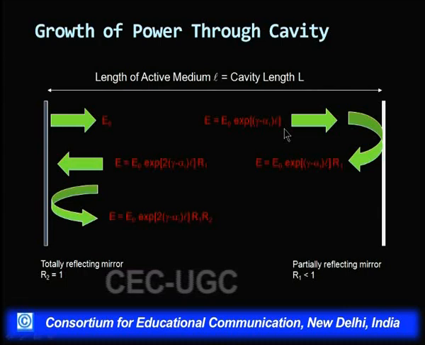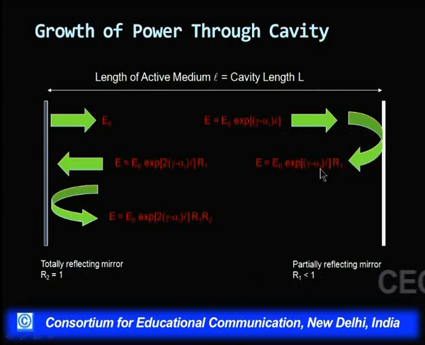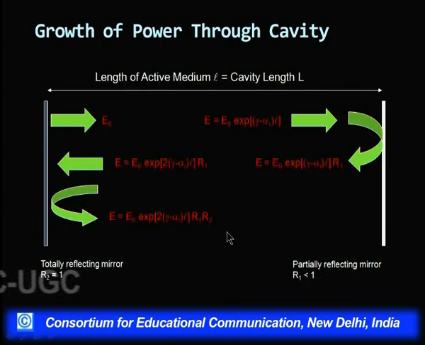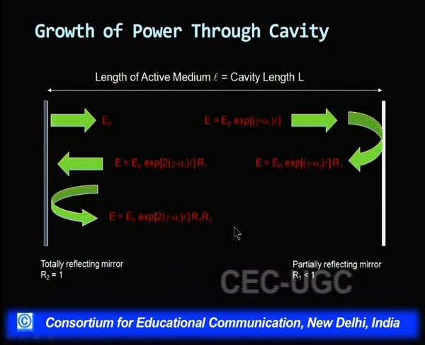Then after that it will bounce back through the partially reflecting mirror, and then it goes to the total reflecting mirror. Then after that, when it bounces back and one round trip takes place, the energy will be converted into E naught exponent of 2 into gamma minus alpha I L R1 and R2. This defines that this energy is converted into this energy. This is the incident energy and this is the one round trip energy.